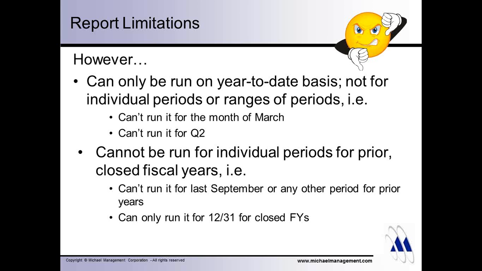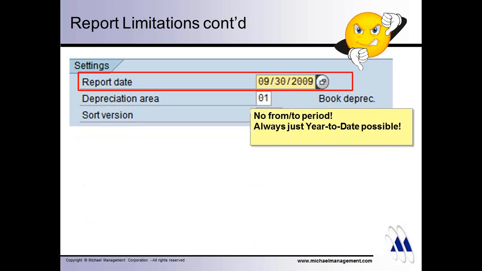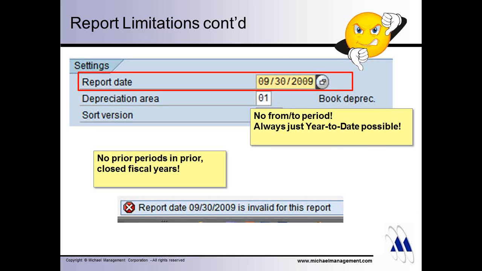I can't even do this workaround where I run it for one month and then I run it again for the next month and subtract the two. It won't allow it for prior years. It only allows 12/31. So if you think back about the selection screen, you remember there's only one report date I enter right here. I can't put in a from period. I can only put in a to period. Right? And if I try to enter this date here, September 30th of 2009, I'm going to get a hard error message. It says this report date is invalid because 2009 is already closed.